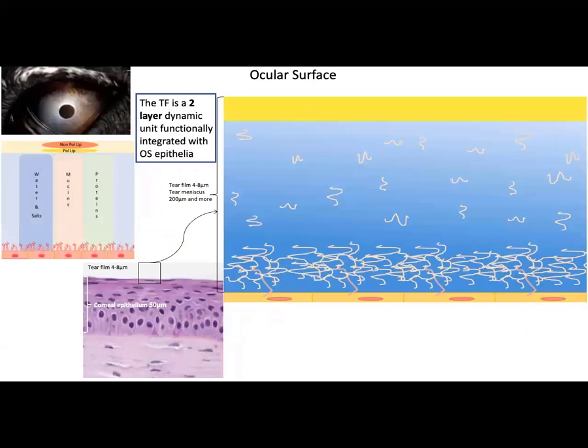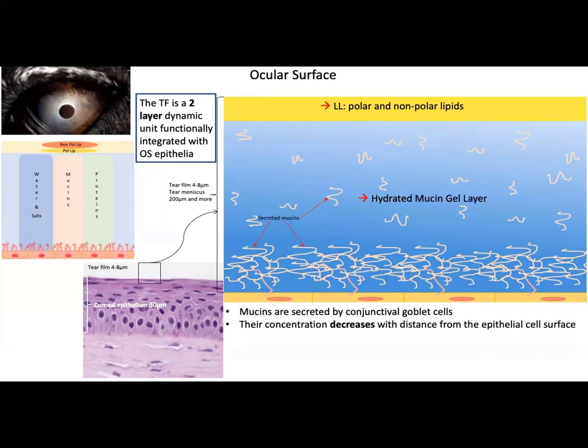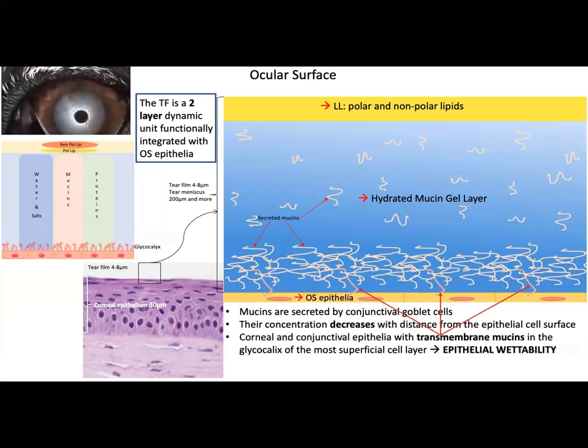The tear film is a two-layer dynamic unit functionally integrated with the ocular surface epithelia, and we consider a lipid layer of polar and non-polar lipids on the surface, and a hydrated mucin gel layer. Mucins are secreted by conjunctival goblet cells. Their concentration decreases with distance from the epithelial cell surface. And then the corneal and conjunctival epithelia with transmembrane mucins in the glycocalyx of the most superficial cell layer to maintain epithelial wettability.